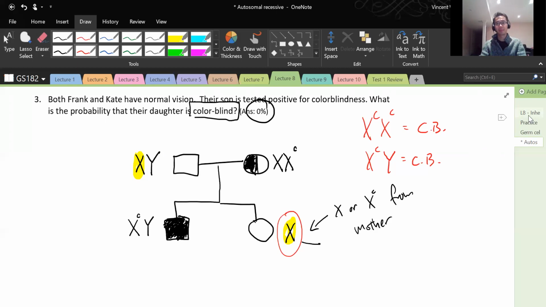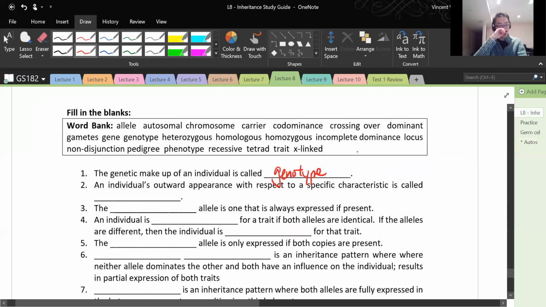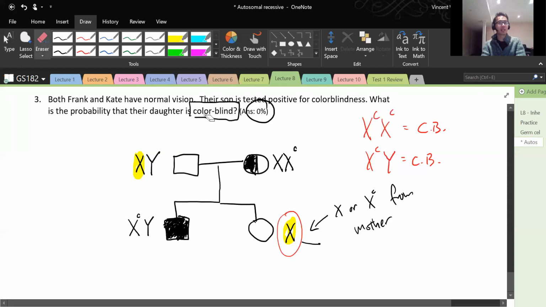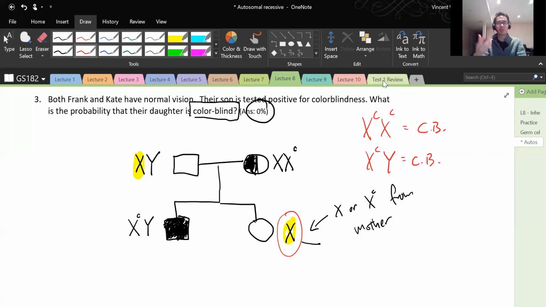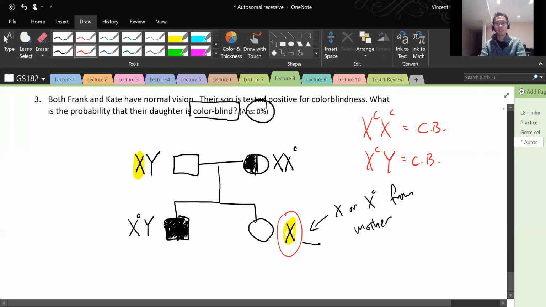Okay. The genetic makeup of an individual. No, C doesn't stand for carry. C just stands for color blindness. If we are talking about the Y-linked fly, then I could use W, right? It's whatever subscript you want, really.